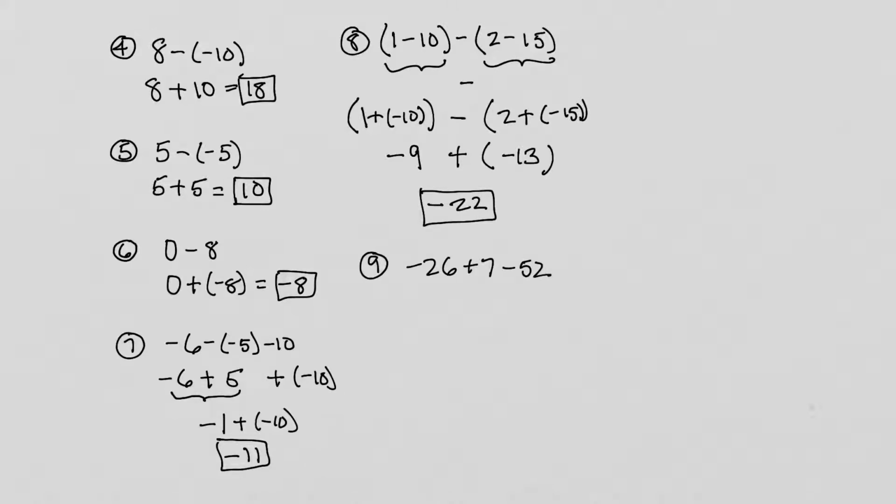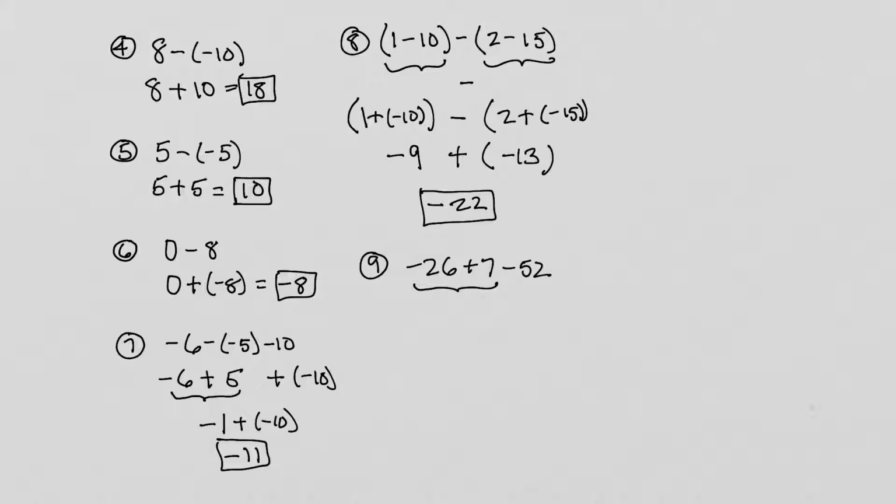Let's try another one. Let's go with negative 26. We're going to add 7. Then from that result, that sum, we're going to subtract 52. So working two at a time, we'll get negative 26 plus 7. Now we're adding two numbers with opposite signs, right? Negative and positive. So we know how to do this.